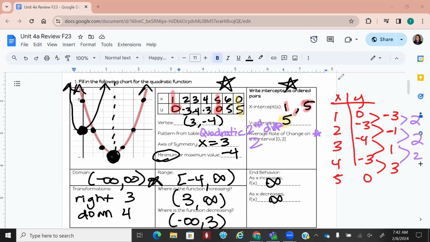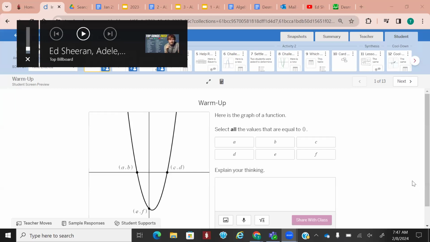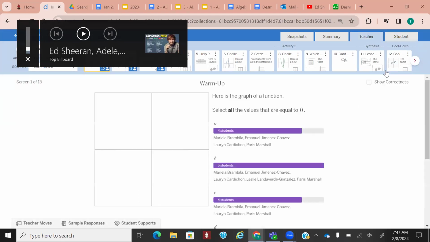Now, again, we're not going to talk about average rate of change yet. We're going to talk about that on Monday. Here's the graph of a function. Select all the values that are equal to 0. Okay, so what'd y'all pick? Let's see.